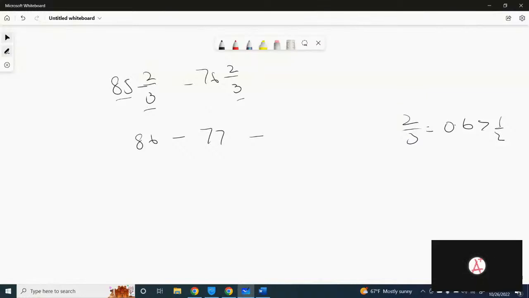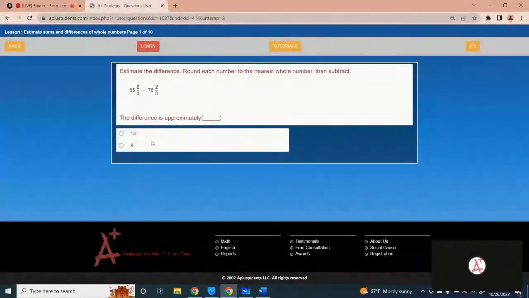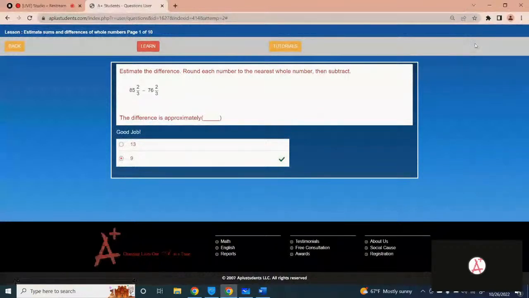Let's just subtract 86 minus 77. It would be 9. That means when you subtract them, their answer is 9. Got it? So just select the correct option and then click on the OK button. So the correct option is 9. Select the correct option and then click on the OK button.